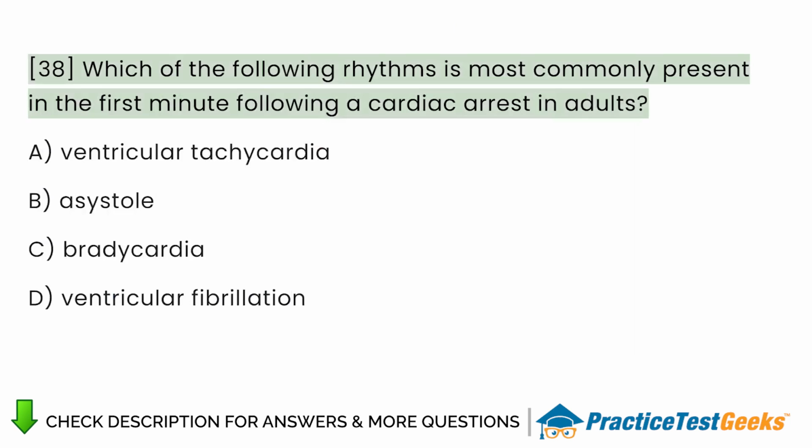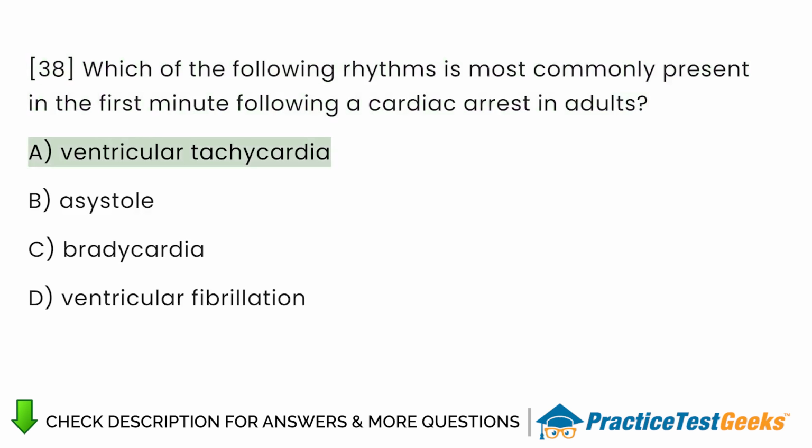Which of the following rhythms is most commonly present in the first minute following a cardiac arrest in adults? A. Ventricular tachycardia. B. Asystole. C. Bradycardia. D. Ventricular fibrillation.